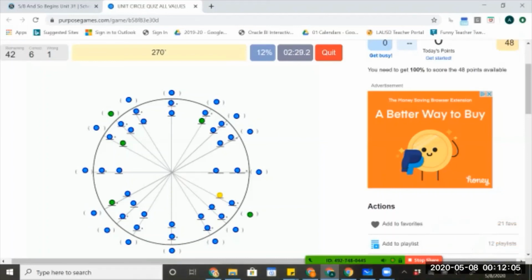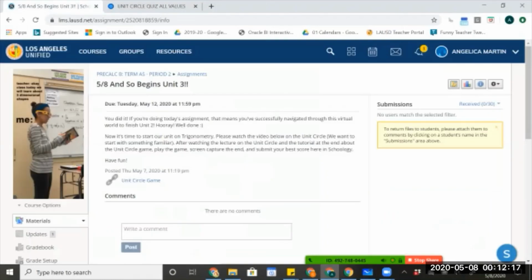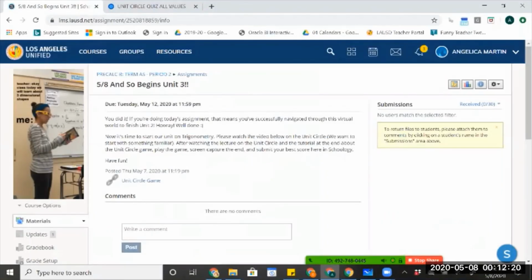Your other option is to grab your phone, of course, and just take a picture of your screen. If you're doing the game on your phone, you can always just screenshot whatever's on your phone. And you're just going to submit that picture to me here on Schoology. So coming back here on Schoology, you'll have a submit assignment button here, and you can submit the image.